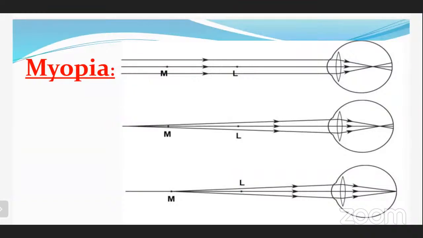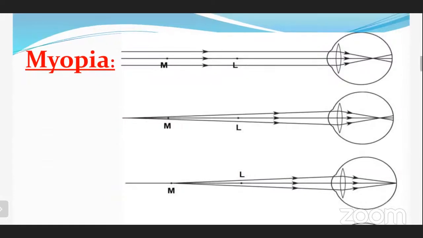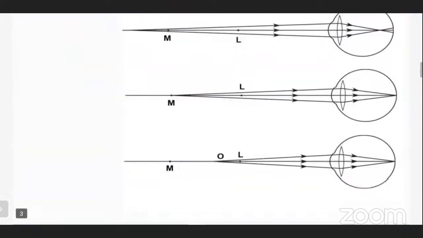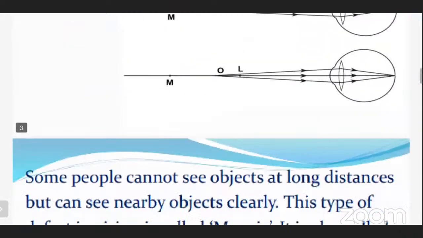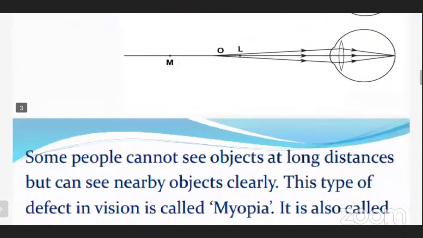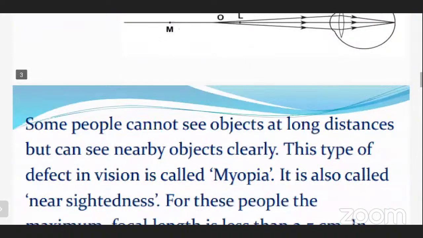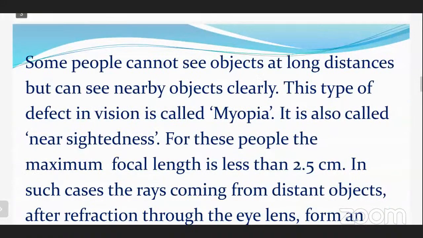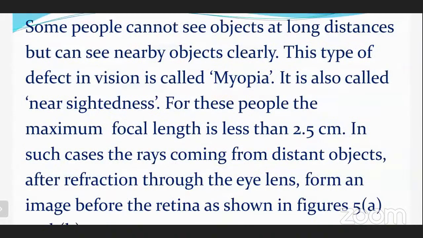Now we are going to discuss myopia. Okay, here it is. Myopia is a defect of vision which is dependent on maximum focal length. Understand? We have two values: maximum focal length and minimum focal length. So here the first one is myopia. It is dependent on the maximum focal length.